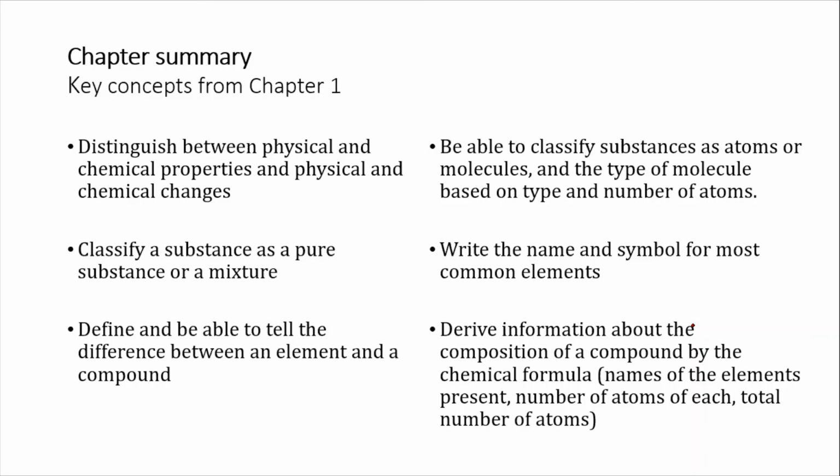And then you should be able to use a chemical formula to derive information about the composition of a compound. Like, what are the names of the elements in the compound? How many of each element are present? How many atoms are present in the total compound? And then if you had, say, 3 molecules of a compound, how many total atoms would you have? Just like the examples we did.